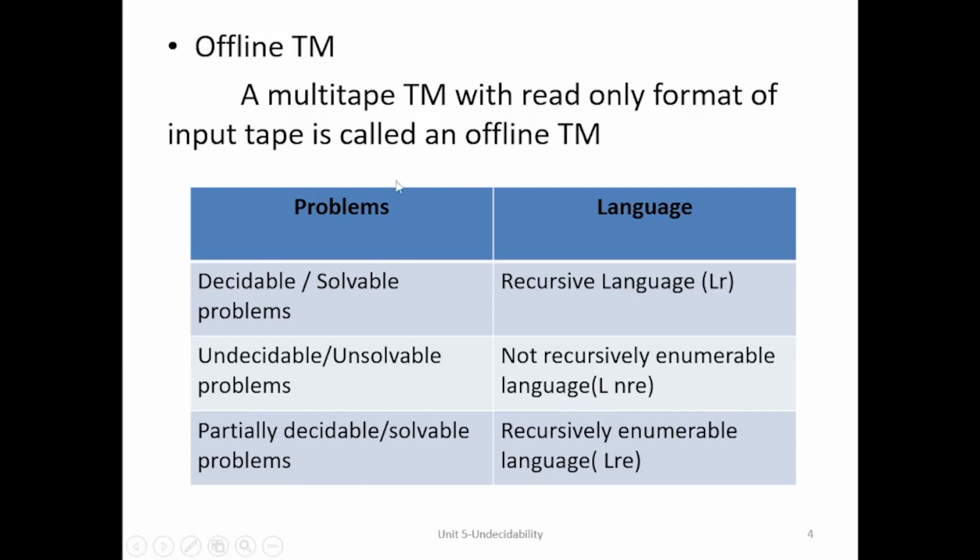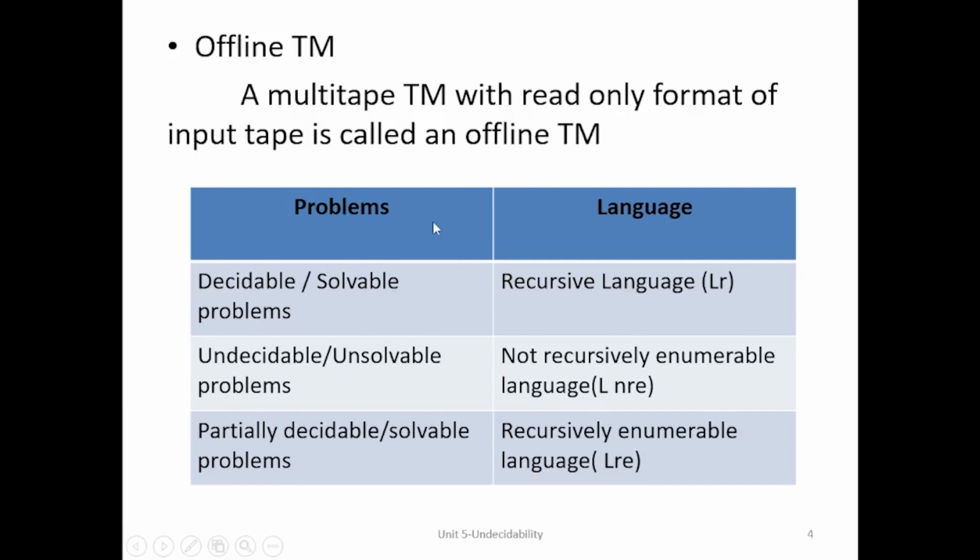If you consider a Turing machine, one type of Turing machine is called an offline Turing machine. An offline Turing machine is implemented by using a multi-tape Turing machine, and that Turing machine should contain a read-only input tape. So if any multi-tape Turing machine with a read-only input tape is available, that is called an offline Turing machine.